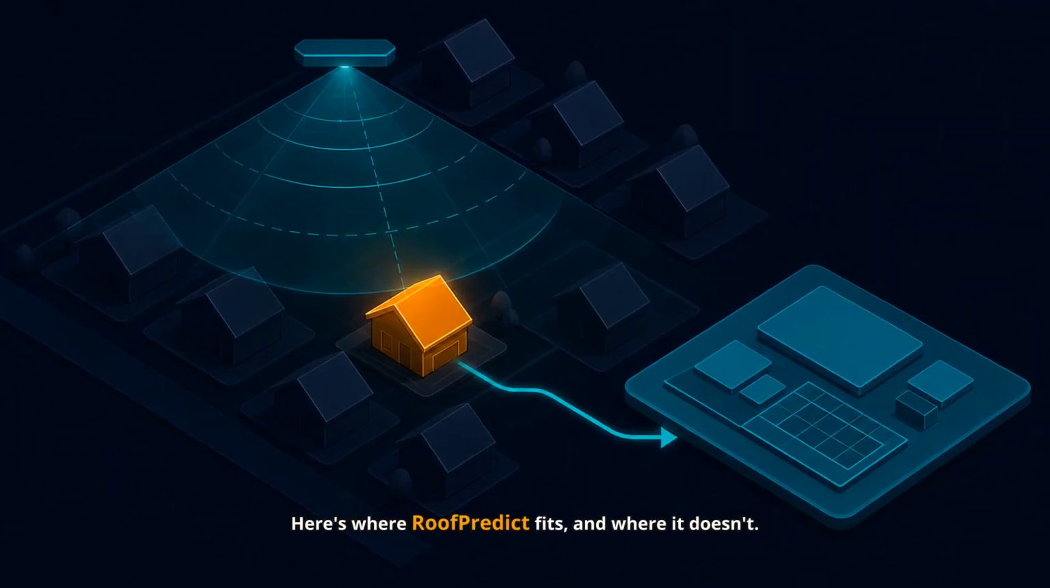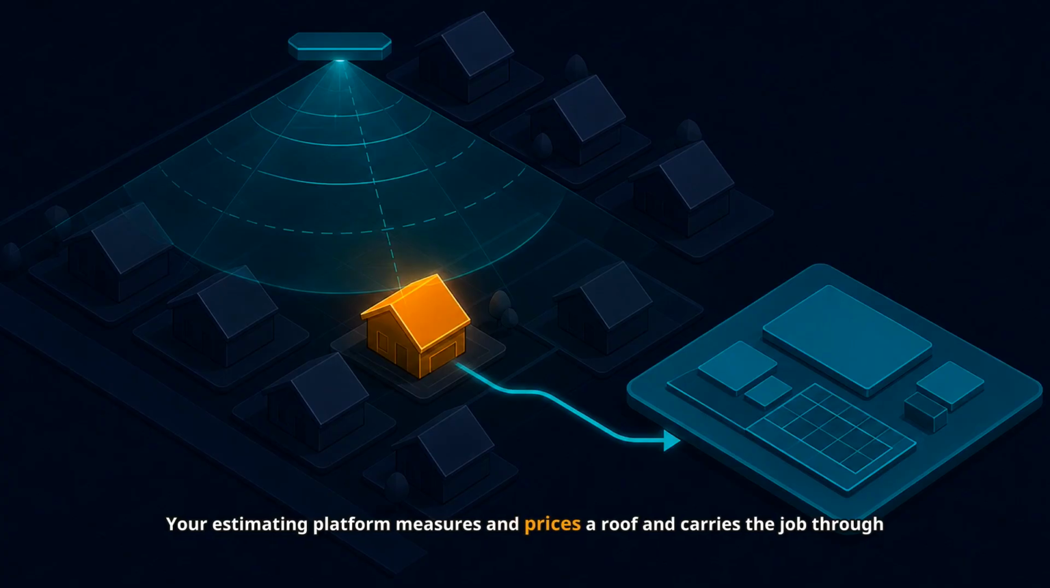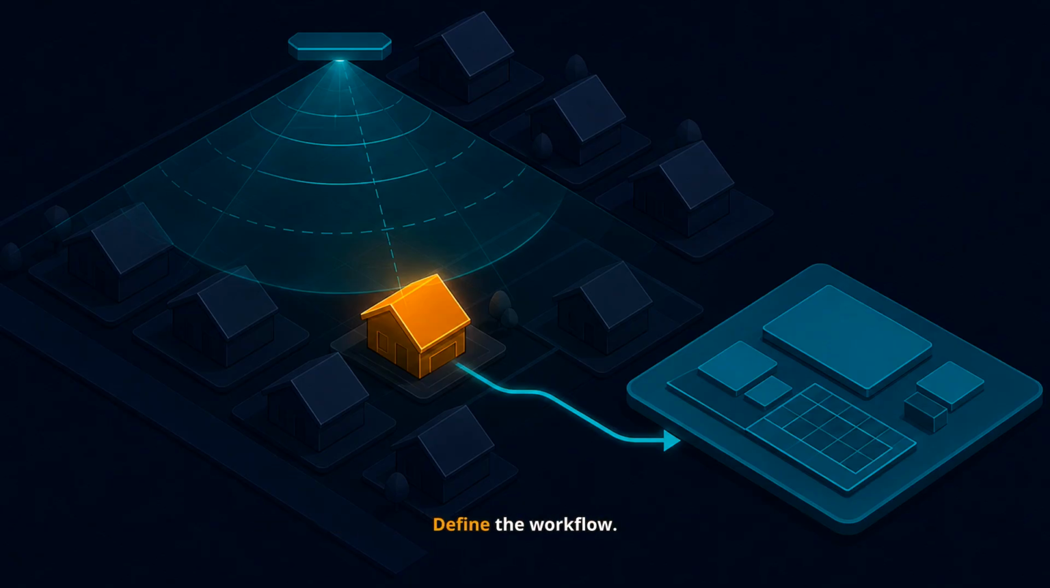Here's where RoofPredict fits and where it doesn't. Your estimating platform measures and prices a roof and carries the job through production. RoofPredict decides which roofs are worth measuring first. It pairs an estimated roof age range with storm physics modeled per individual home to score which houses are likely due, so a mailer skips the brand new roofs. It does not inspect the roof, diagnose damage, or decide coverage, and the age figure is a planning range, not an exact date. And it only works if your platform lets you export the records. Define the workflow, score the tool, own your data, then let the standard do the work.